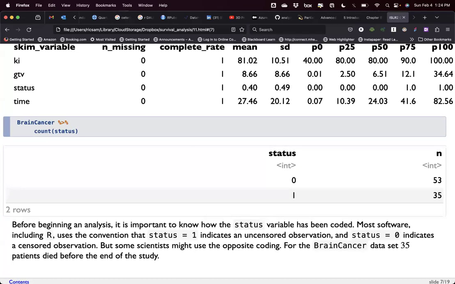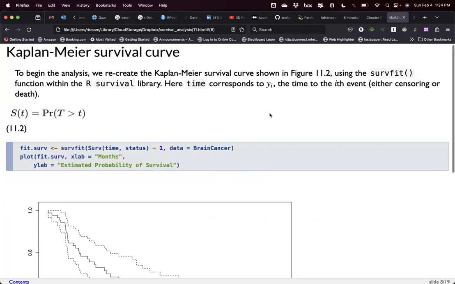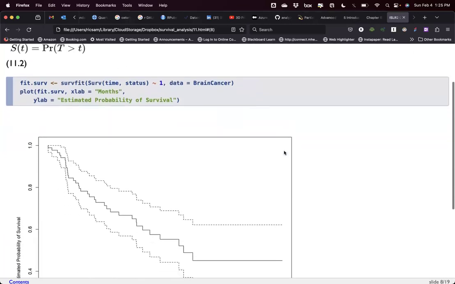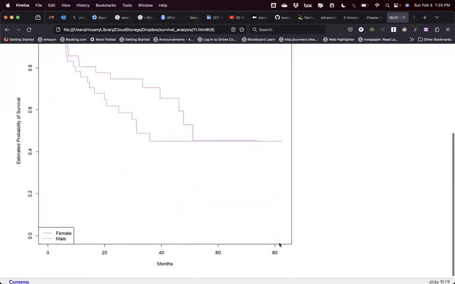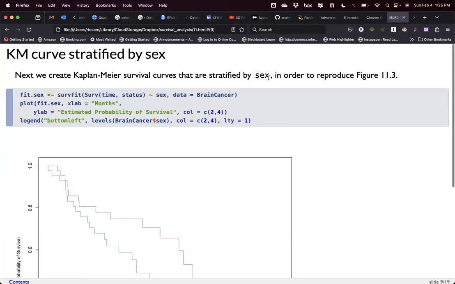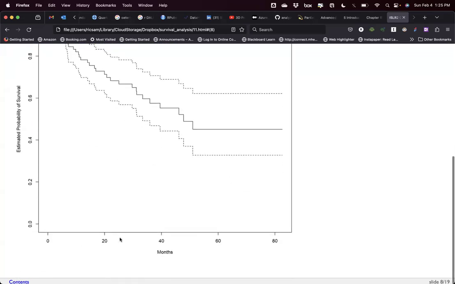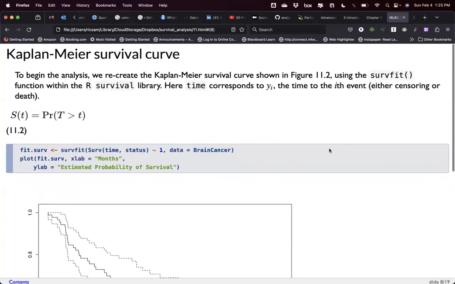All right. So the Kaplan-Meier is telling us, for the time of the study, which in this case is months. You're using the survfit function, which is coming from R. Here, time corresponds to Y with the index, and you can see months, so it's going to be by months. So Y0 is going to be the start of the event. Y1 is going to be the first month, second month, etc.